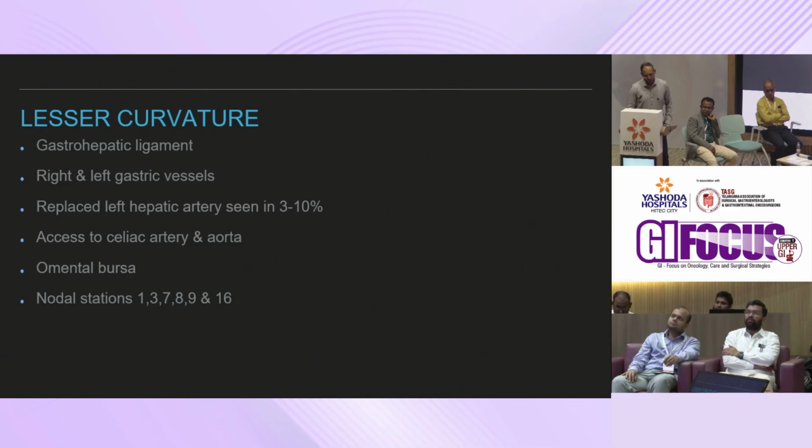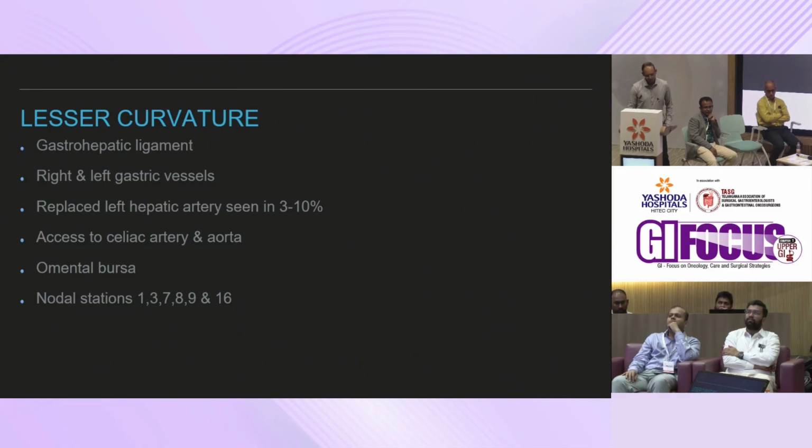Now coming to the lesser curvature, it has the gastrohepatic ligament and the right and left gastric vessels. And the replaced left hepatic artery, as we already discussed. And this is a site where we get access to the celiac artery and the aorta. In other benign cases we do dissect like this: for celiac artery access, we follow the left gastric artery, reach the celiac, and remove the celiac nodes.